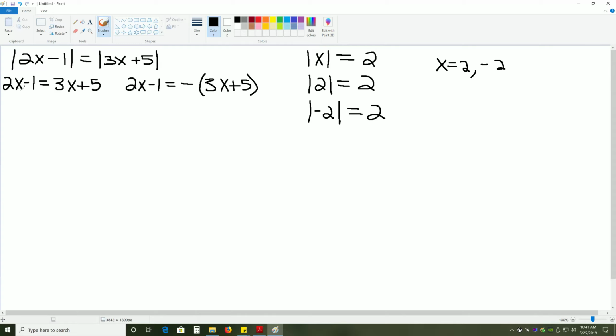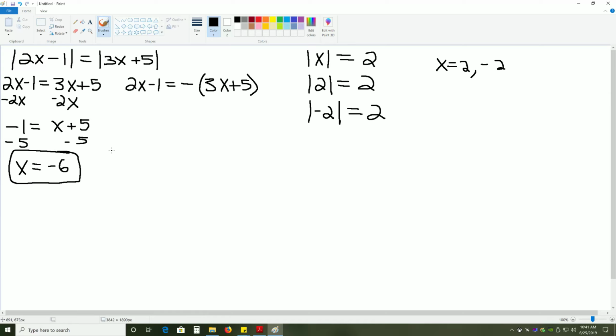The first thing we'll do on this left one is move the smaller x to the other side. So we'll subtract 2x from each side to get negative 1 equals x plus 5. And then to get x alone, we'll subtract 5 from each side to get x equals negative 6. And now from here, we'll move to the other side with the negative solution.